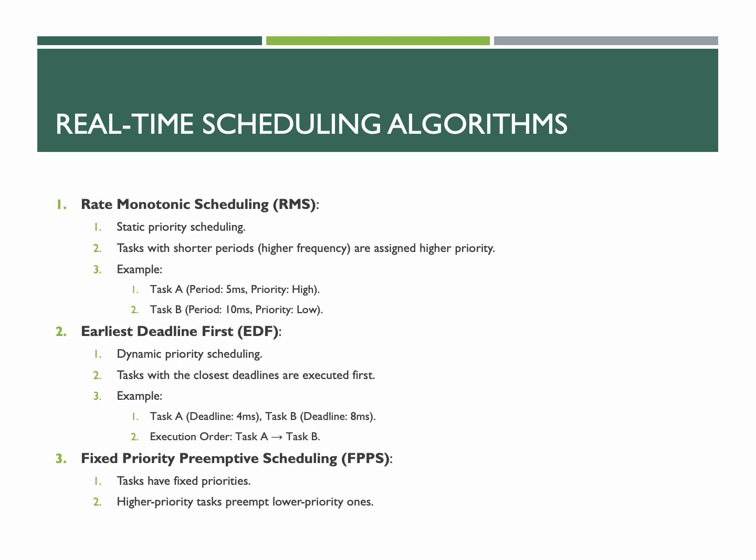Then third is fixed priority preemptive scheduling. FPPS assigns fixed priorities to tasks, and higher priority tasks preempt lower priority tasks when necessary. This algorithm is simple and efficient for systems where task priorities don't change dynamically. It is often combined with aging techniques to prevent starvation.